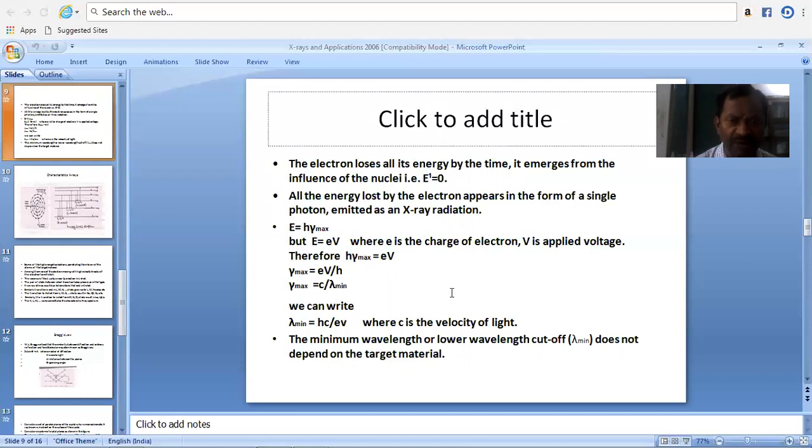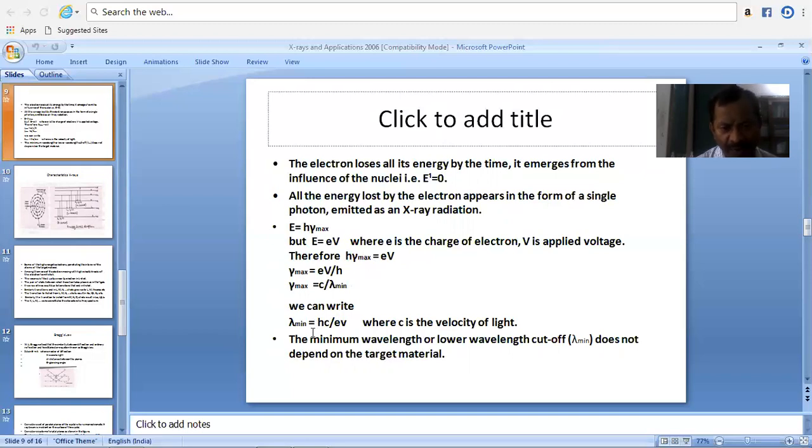That's energy E equals h nu maximum. But E is equal to e into V, where e is the charge of the electron and V is the applied voltage. Therefore, h nu maximum equals eV, we can write. Next, nu maximum equals eV by h, we can write from this equation. Therefore, nu maximum equals c by lambda minimum. We can write this also.